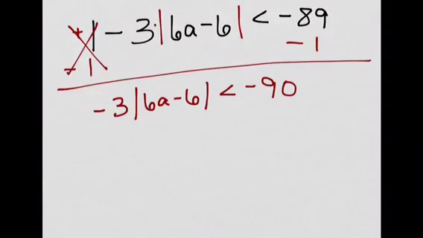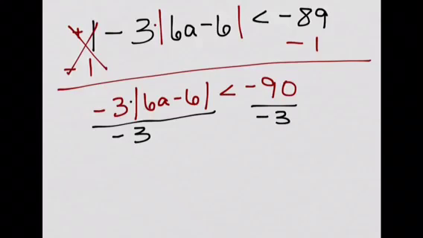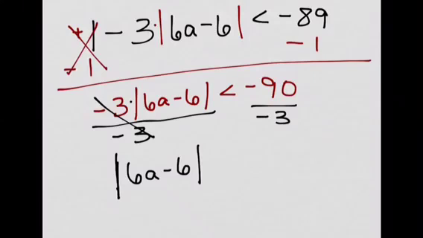Now the negative 3 is being multiplied by my absolute value, so I want to divide everything by negative 3. Negative 3 divided by negative 3 becomes a fancy 1. So I get the absolute value of 6a minus 6, let's make that look like an absolute value bar, is going to be something to 30. Hopefully you were thinking in your head that it needs to be greater than 30 now, because I'm dividing by a negative number on both sides. I have to flip my inequality sign.